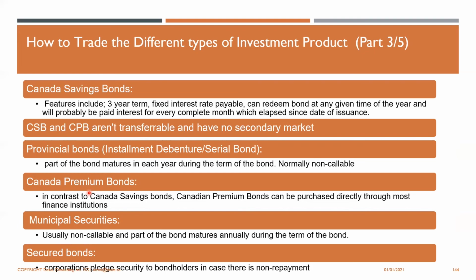And then there are secured bonds. Companies pledge security to the bondholder. So with secured bonds, usually when companies issue a bond, it's secured, meaning they have some assets which they will pledge for security. So if the company goes bankrupt, then the assets will be sold and they will repay the principal.